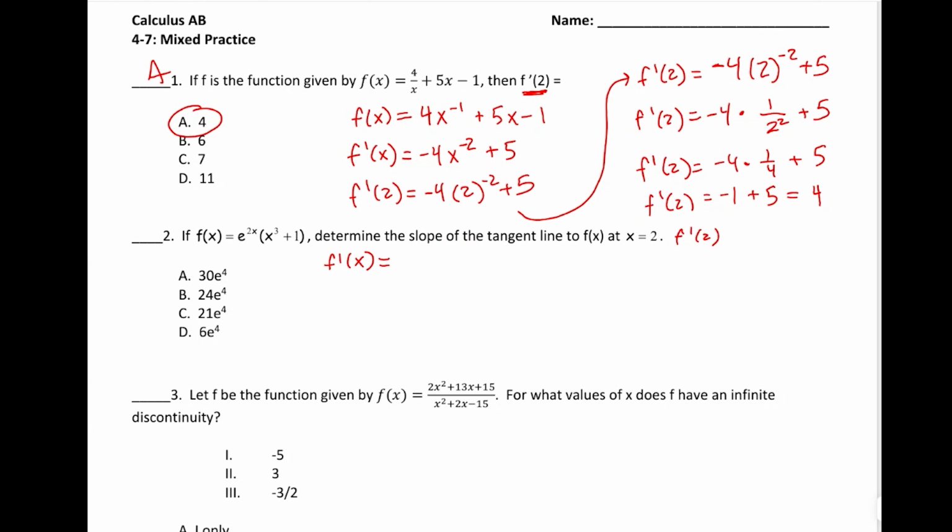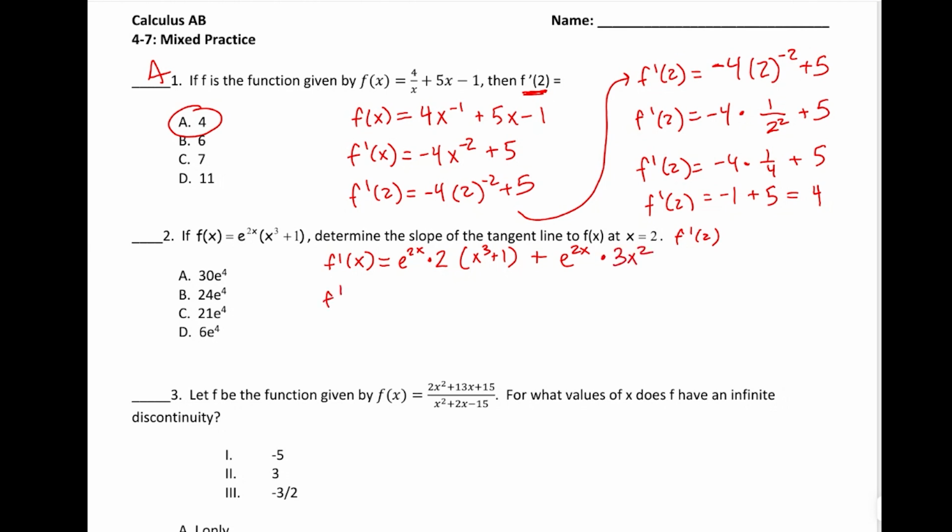So first, we'll find the derivative of e to the 2x, which is e to the 2x times 2 because of the chain rule, times the second function, which is x cubed plus 1, plus the first function, e to the 2x, times the derivative of the second one, which is 3x squared.